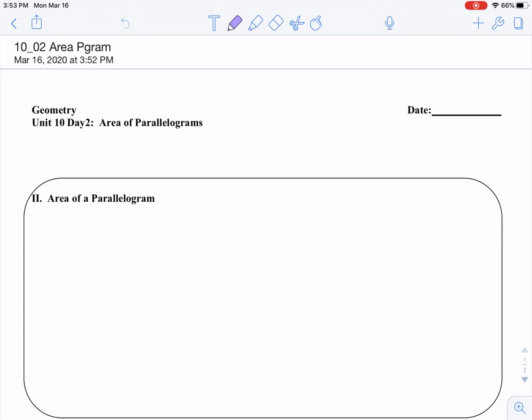All right, so this video lesson is all about the area of a parallelogram. So as we start this lesson, I'm going to do my best to draw a parallelogram, and we are just going to talk a little bit about where this area formula comes from.